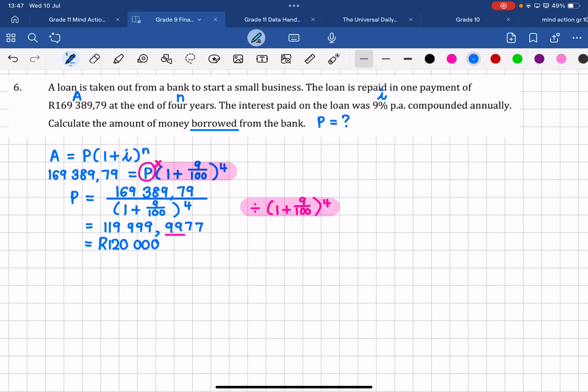So if you're rounding up, you actually have to round up the whole number, not just the cents. If it was a 987, then you would turn it into comma 99, right? But because it's a 997, you must round the whole rand up as well. Okay, any questions on that one? Solving for P.